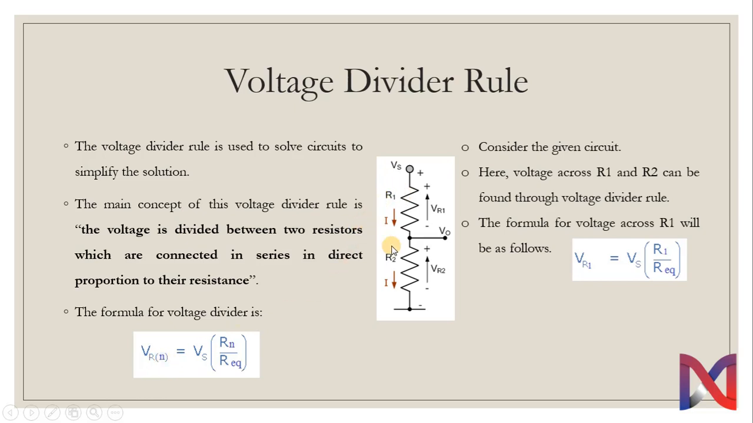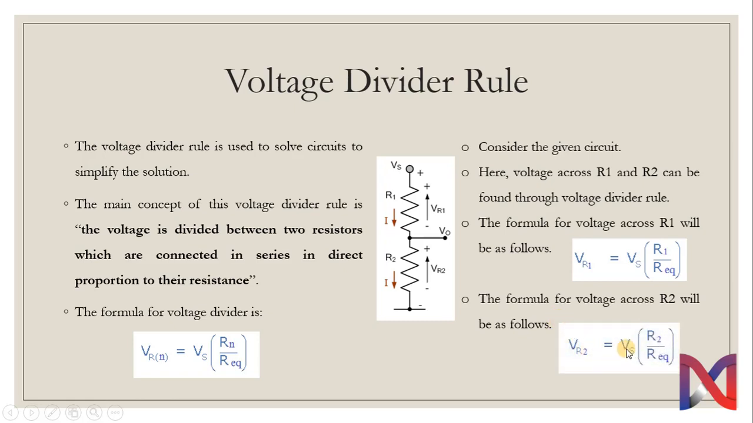So here we have 2 resistors. For the first resistor we have VR1 is equal to Vs multiplied by R1 divided by R equivalent. Similarly for R2 we can find the voltage drop as VR2 is equal to Vs multiplied by R2 divided by R equivalent. So you see here, for the second resistor, Rn becomes the value of the second resistor.